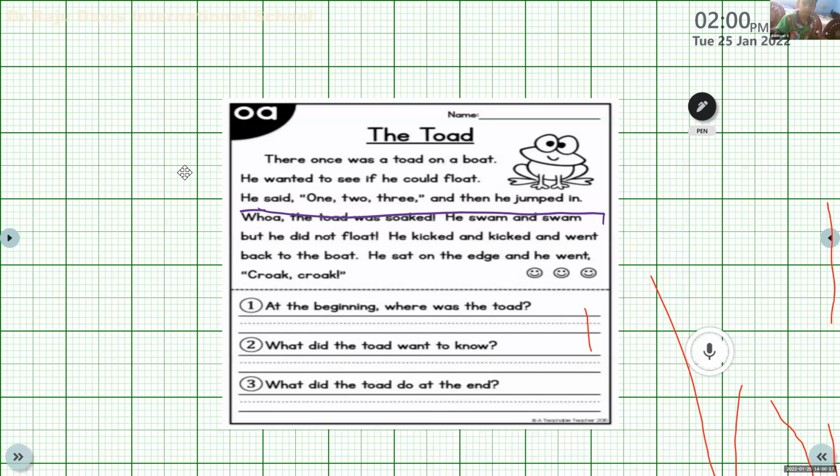Yes, ma'am. Read. The toad. There once was a toad on a boat. He wanted to see if he could float. He said one, two, three, and then he jumped in. Very good. Keep up. Well done. Feba.